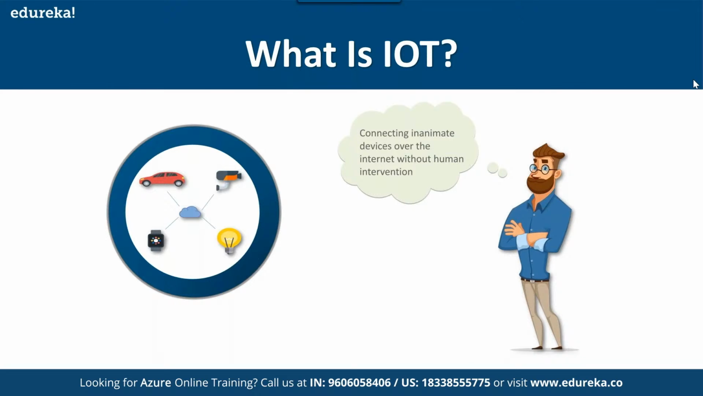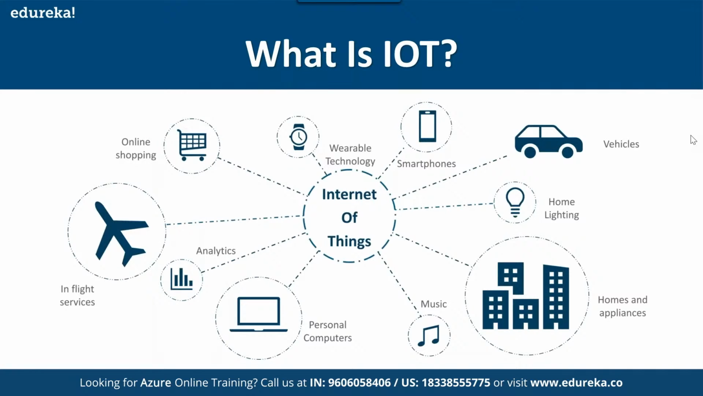If we talk about another example of IoT, which will give you more understanding, as you can see in this screenshot, we have connected wearable technology, smartphones, vehicles, your home lighting, your home appliances, your music, your personal computers, analytics, your flight services, online shopping. We have connected many functionalities here, just to have one solution.